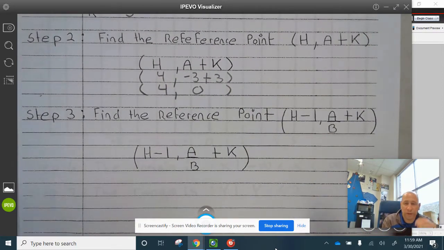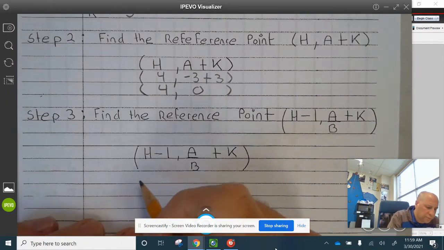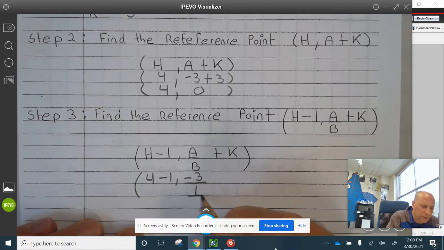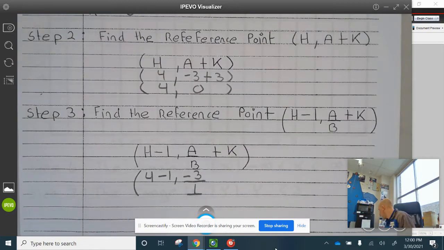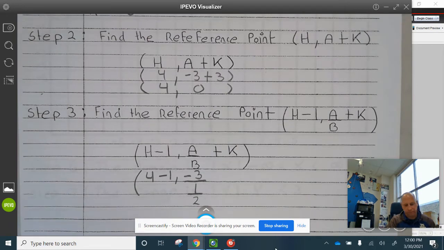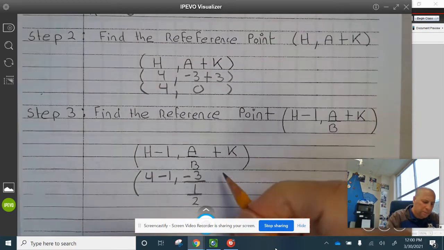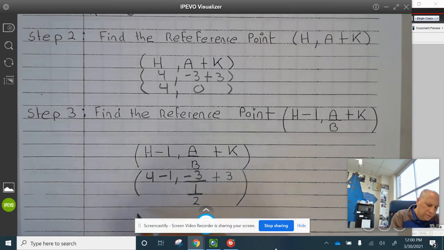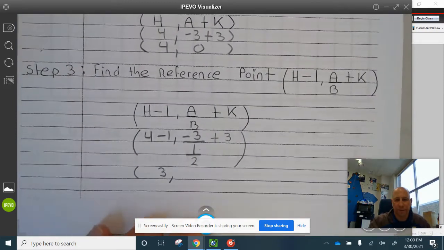Step 3. Find the reference point (h - 1, a divided by b + k). So h is 4 minus 1, a is -3, divided by 1 divided by 2, plus k, which is 3. Well, 4 minus 1 is 3, comma, let's go ahead and put that in our calculator.